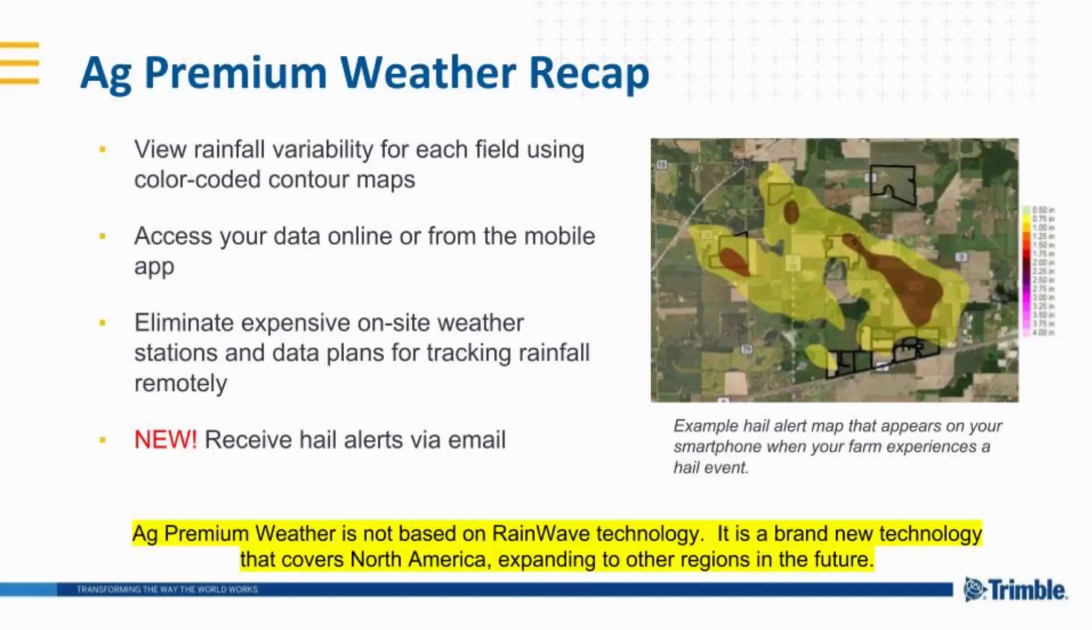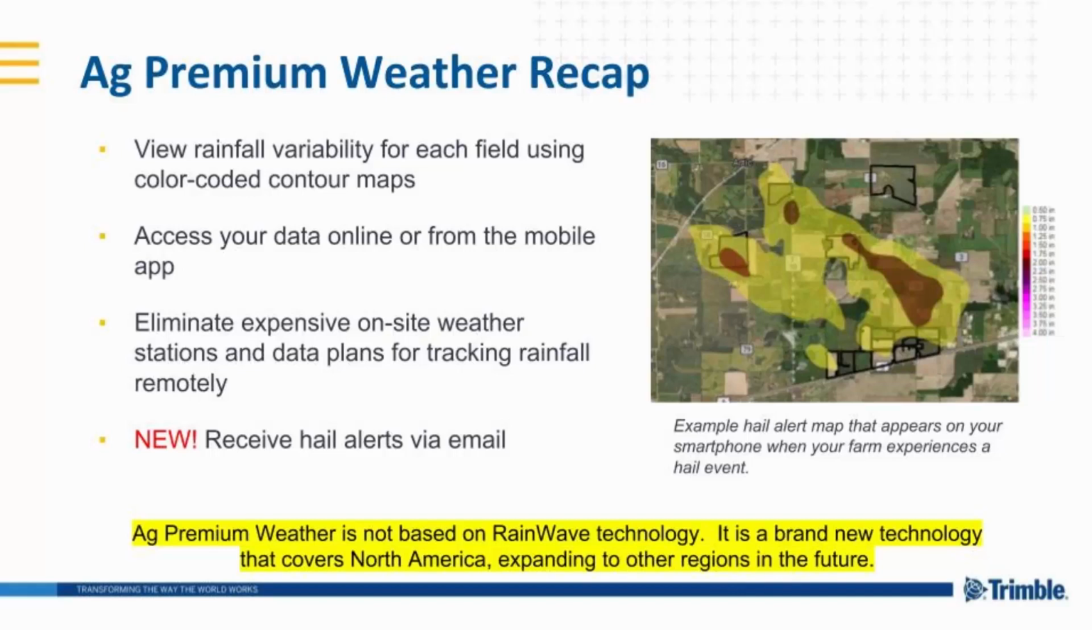Really, no one else does that better than Trimble. Being able to access that from your mobile app, which is very key, and again, eliminating all that expensive on-site weather stations or data plans for tracking weather. This is going to eliminate any physical rain gauge that you might be using right now.